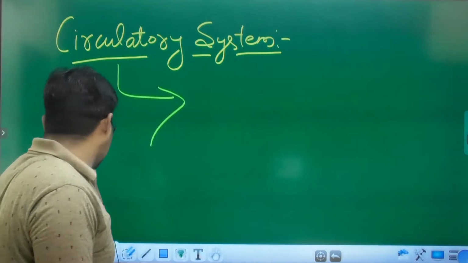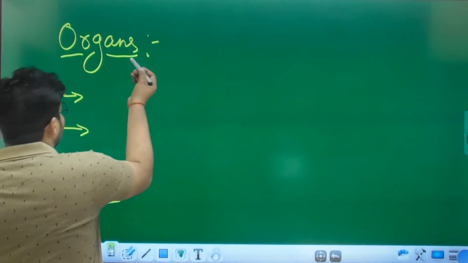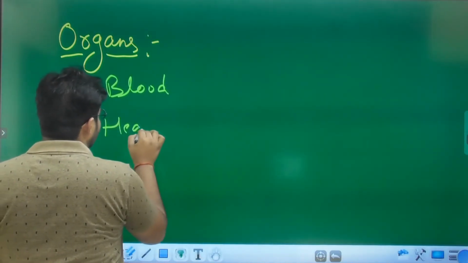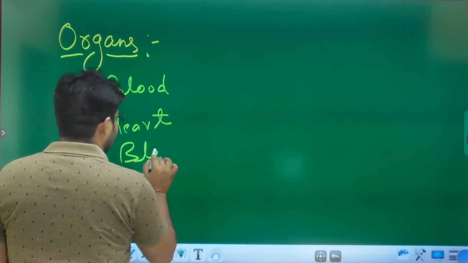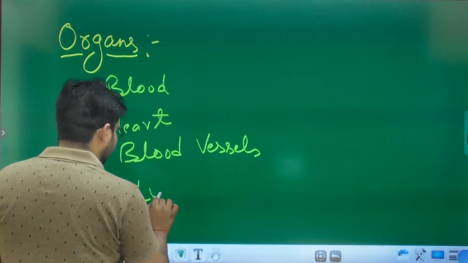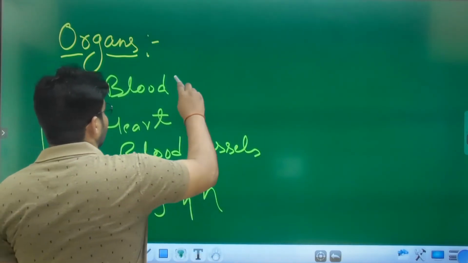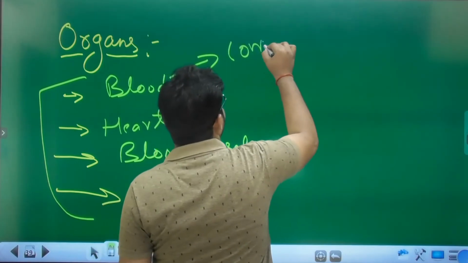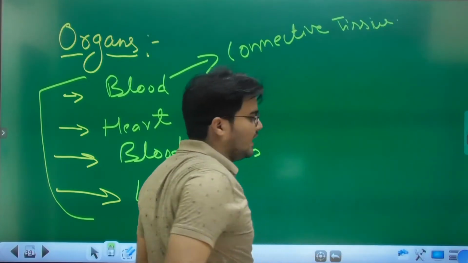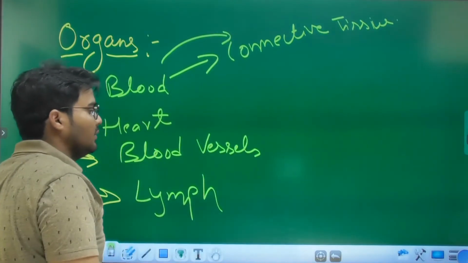In the circulatory system, we have to discuss the organs involved. The first one is blood, heart, clear, blood vessels, and the lymph, clear? So these are the organs involved. You know that blood is a tissue that comes under the category of connective tissue, clear? It is the largest connective tissue in our body.